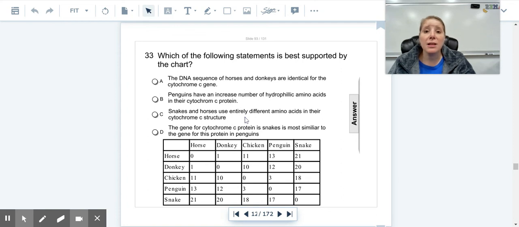The snakes and horses use entirely different amino acids in their cytochrome C structure. If you look at snakes and horses, they have 21 differences. However, there's 104 in the cytochrome C protein. So that is not a completely different. It's got a lot of difference, but not completely. The last one, the gene for cytochrome C protein in snakes is most similar to the gene for the protein in penguins. So you look at snake versus penguin, and there are, we'll look here, 17 differences. It is closer than anything else for a snake. It's further away, chicken, donkey, and horse. So the correct answer is going to be D.